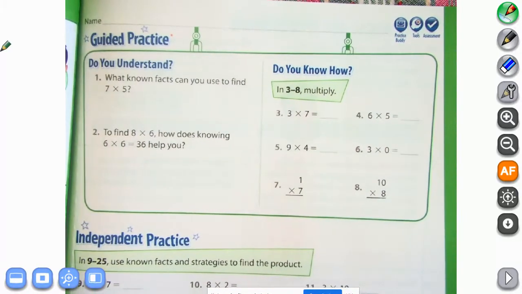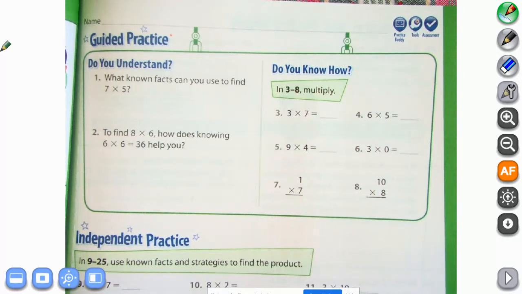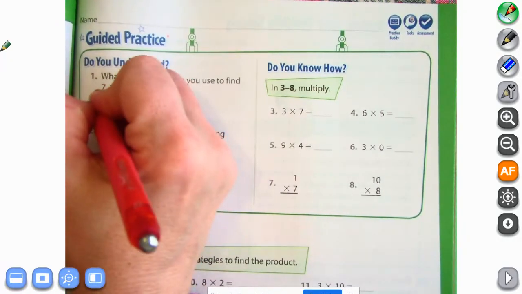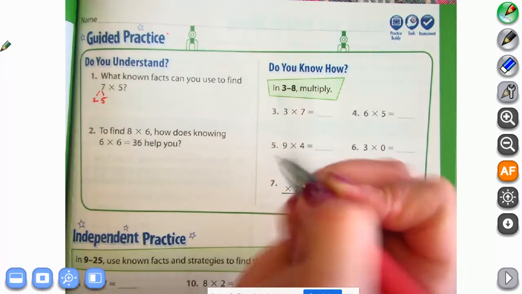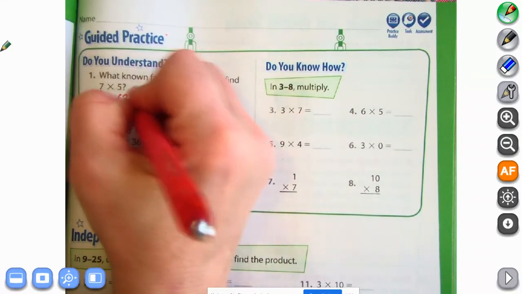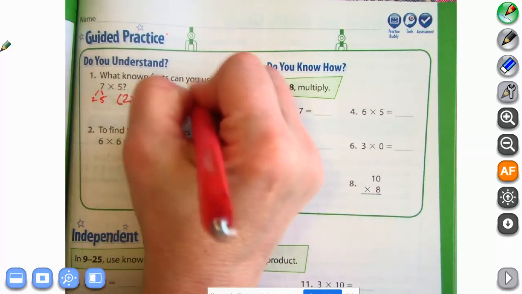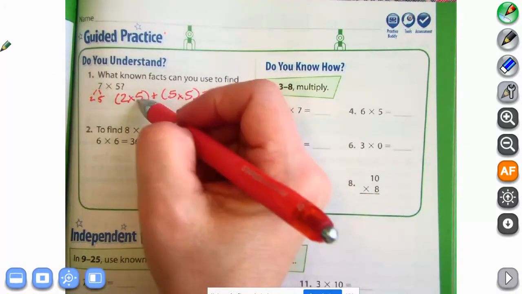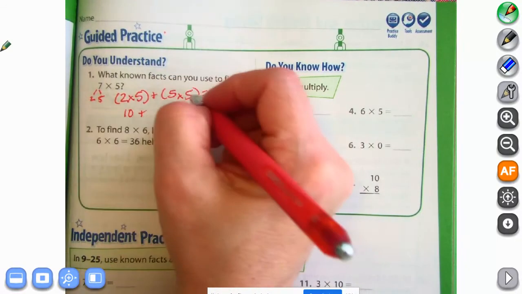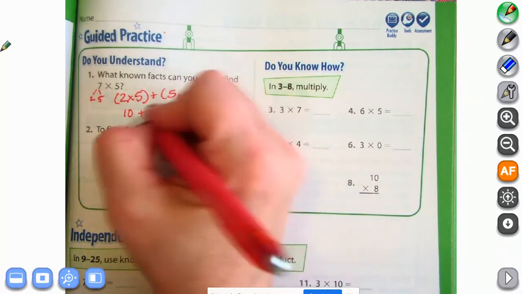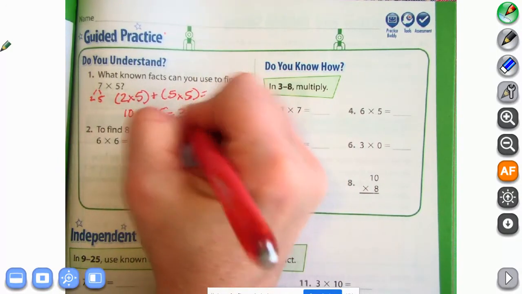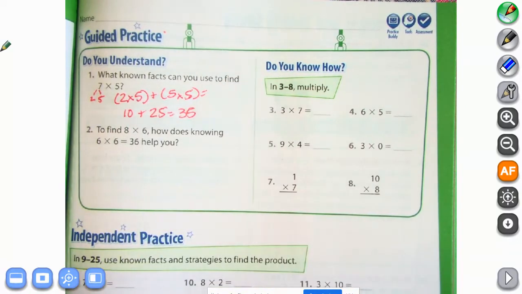Let's do the guided practice together, okay? So number 1, what known facts can you use to find 7 times 5? Okay, we can break that 7 into a 2 and a 5. So 2 times 5 plus 5 times 5. And skip counting by 5s is easy peasy, right? 5, 10, 15, 20, 25. So that equals 35. Okay, go ahead and get that written down.